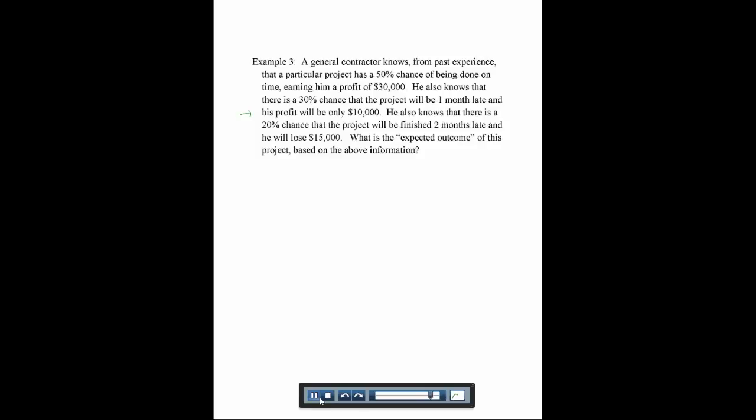Is he expected on average to make money per project, or lose money? If he's expected to lose money on average, he might want to find a different business. So we need to set up our own probability distribution here. We're going to have X, and our X will be how much money he makes or loses each project. And then our probability.